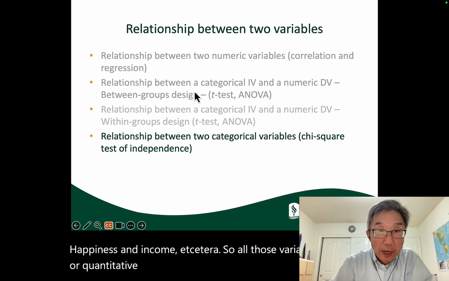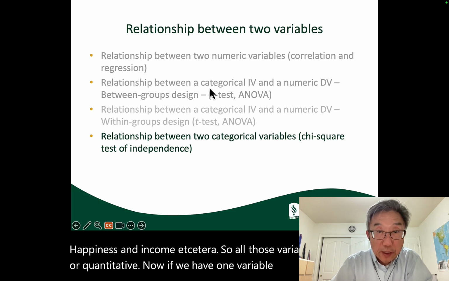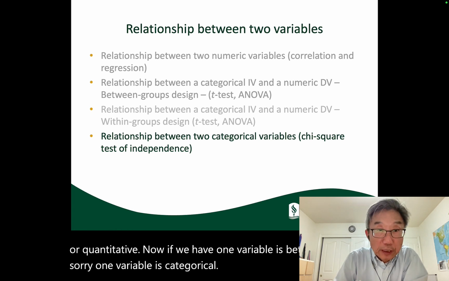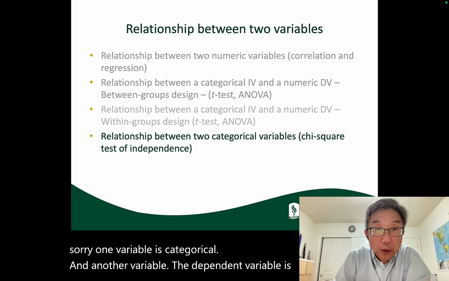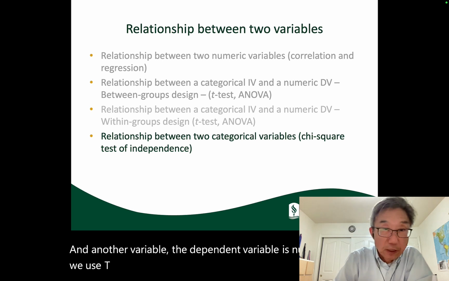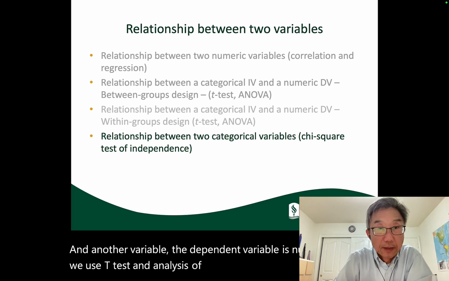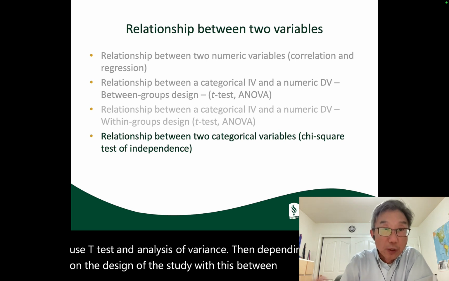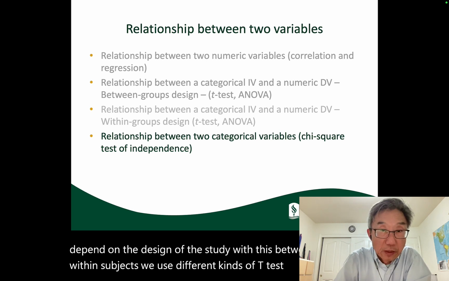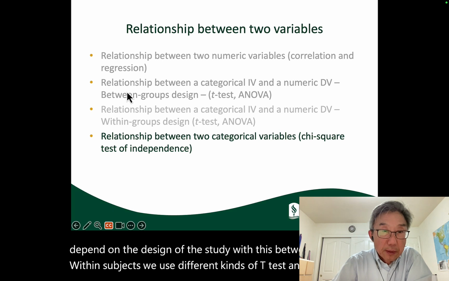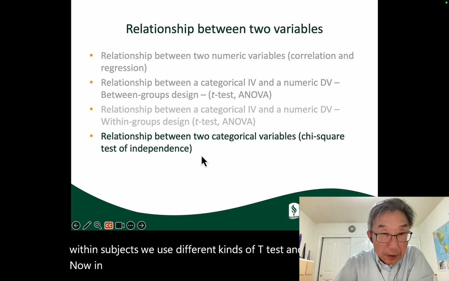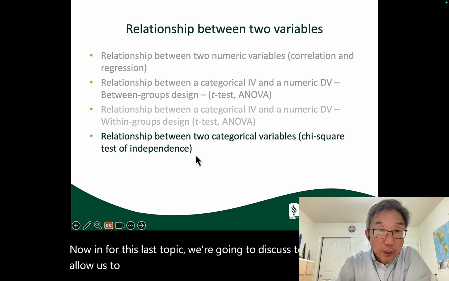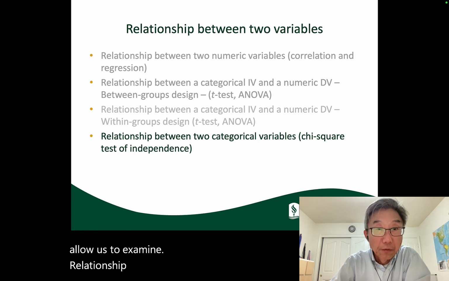Now, if we have one variable that is between subjects, categorical, and another variable, the dependent variable, is numerical, then we use the t-test and analysis of variance. Then depending on the design of the study, whether it's between subjects or within subjects, we use different kinds of t-tests and analysis of variance. Now, for this last topic, we're going to discuss tests that allow us to examine the relationship between two categorical variables.